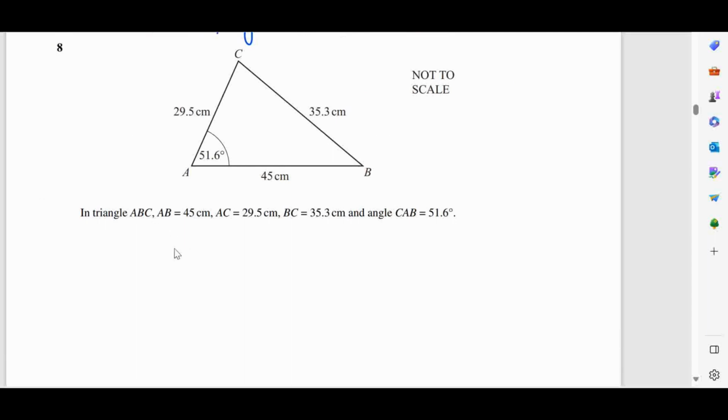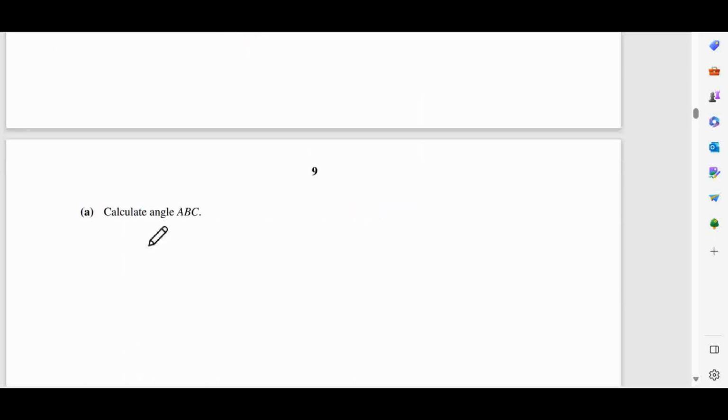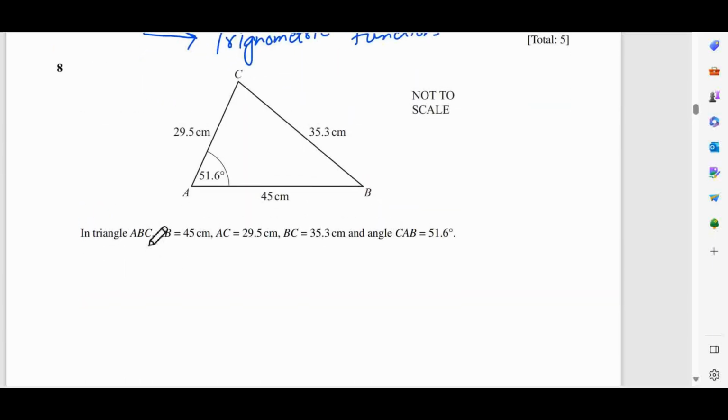In triangle ABC, AB is this, AC is this, BC, and angle CAB is 51.6. Now in the first part they say calculate the angle ABC. We have to find out the angle ABC, this angle. Let's say this one is X. So we can see that we have three sides and one angle. It means we can use the law of sine.